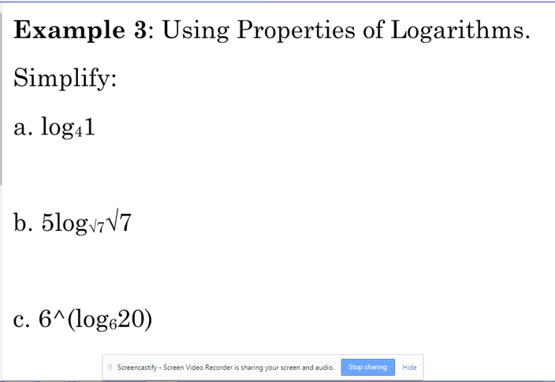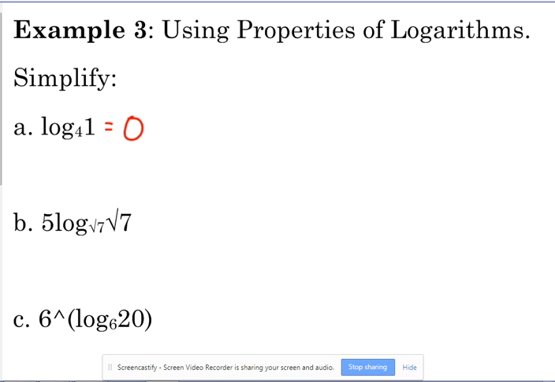So let's look at some properties of logarithms that we need to understand, and we need to try and simplify these expressions and get rid of the logarithm. So the first one, log base 4 of 1 is 0. I'm going to keep throwing that in there so that it's just automatic gut reaction. If we're taking the log of 1, I know it's 0. Every single time, it's 0.